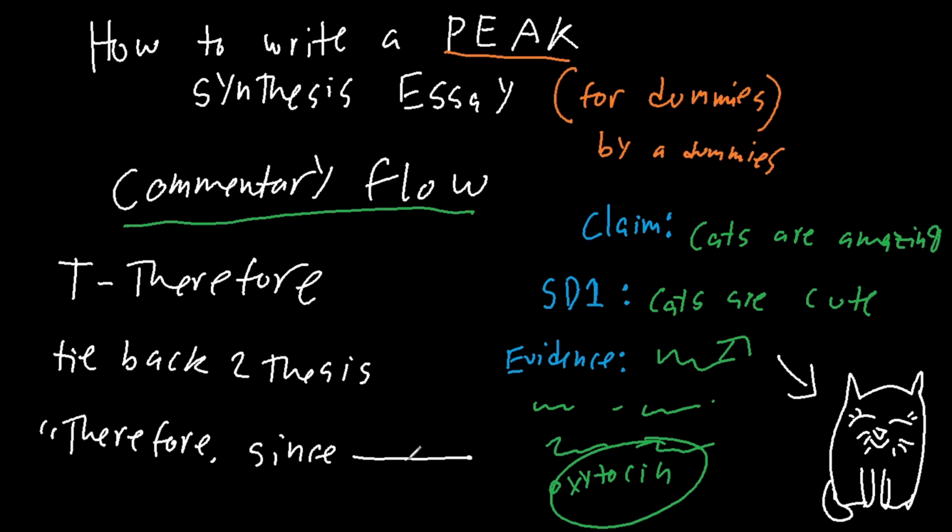Okay. Therefore, since blank blank blank, it proves blank blank blank. So let's go back to our cat example for the final time. The last time we'll use cats, Edward Beck's cat. So therefore, since humans only receive oxytocin by looking at cute cats, it proves cats are the only specific animal that have a relationship on a chemical level with humans, right? Which will tie back to our claim because cats are amazing because of their specificity to humans and their relationship, right? So that's your therefore statement.